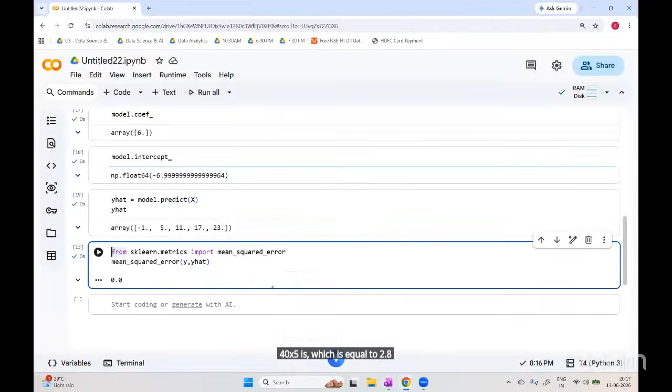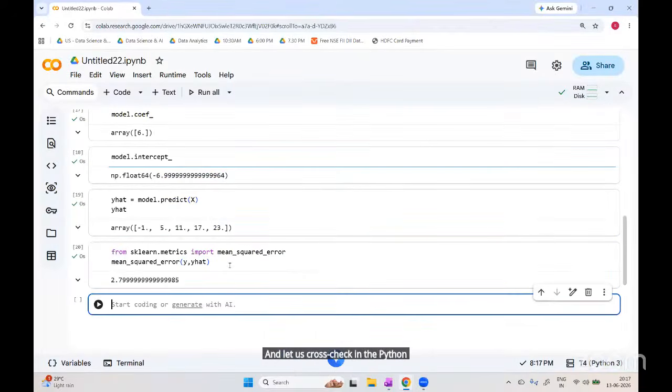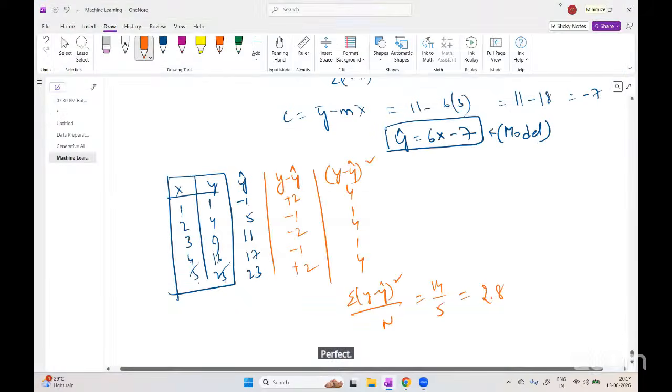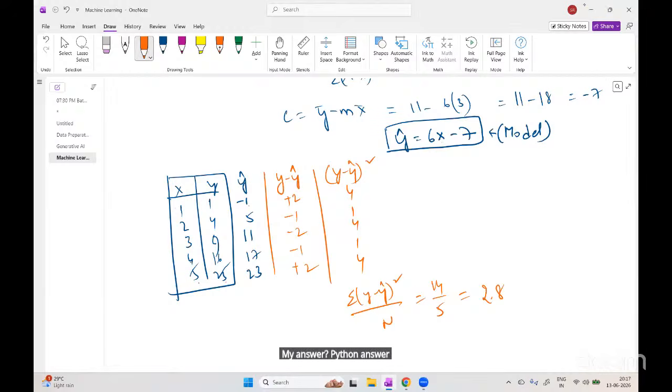Let us cross check in Python. It is 2.8. Perfect. The answer is the same. My answer should match the Python answer, not the Python answer matching mine.